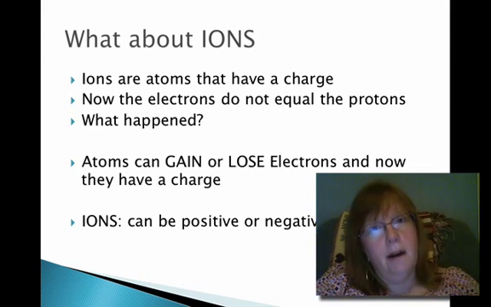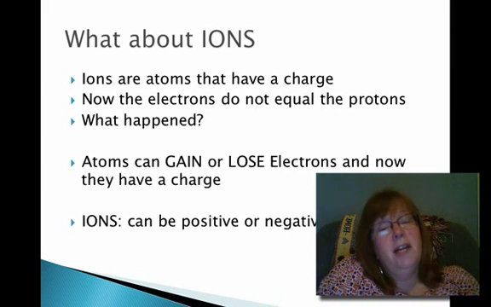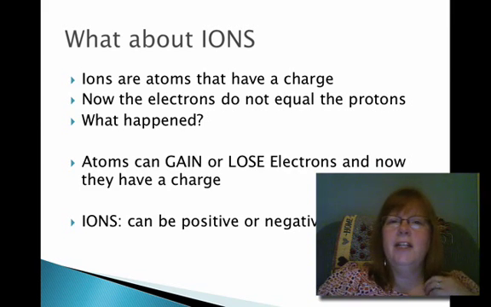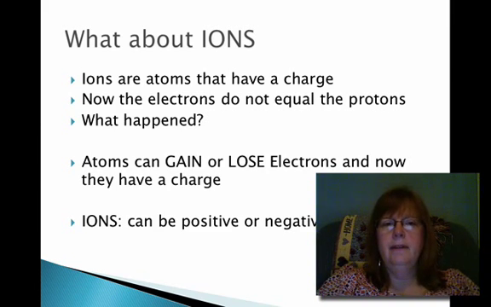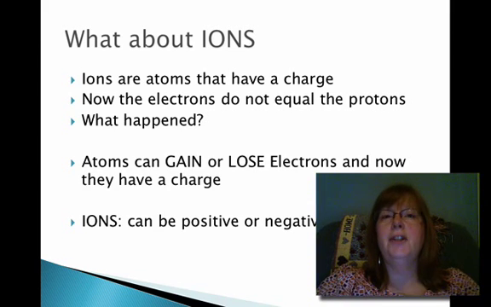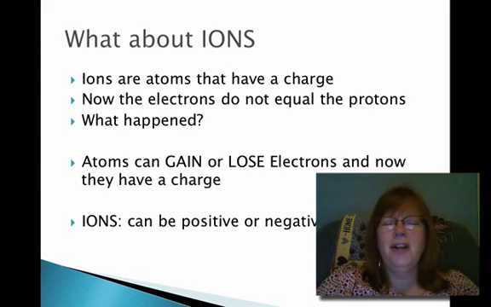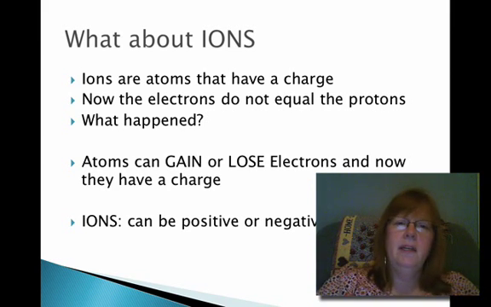Well, first of all, what are ions? Ions have a charge, so they could be positive or they could be negative. So our electrons do not equal the number of protons anymore. What happened? Well, atoms can gain or lose electrons, and now they have a charge. Remember, those electrons are outside the nucleus, and they're kind of easy to lose and to gain, but that's for another day.